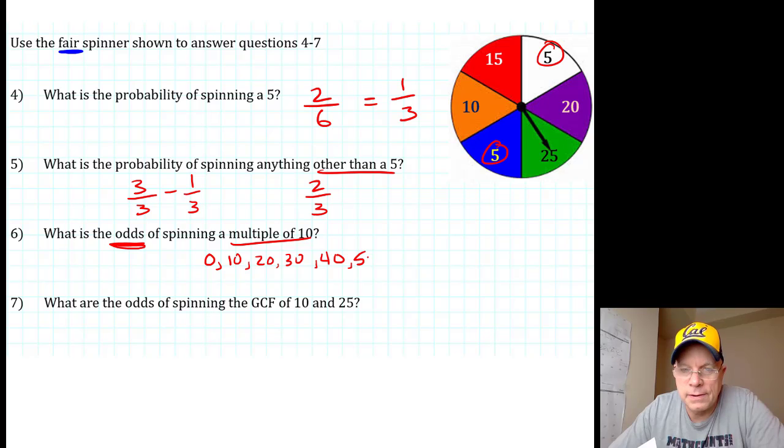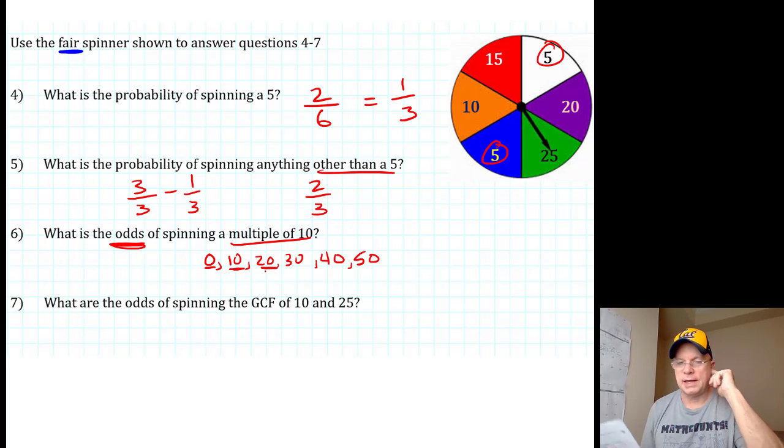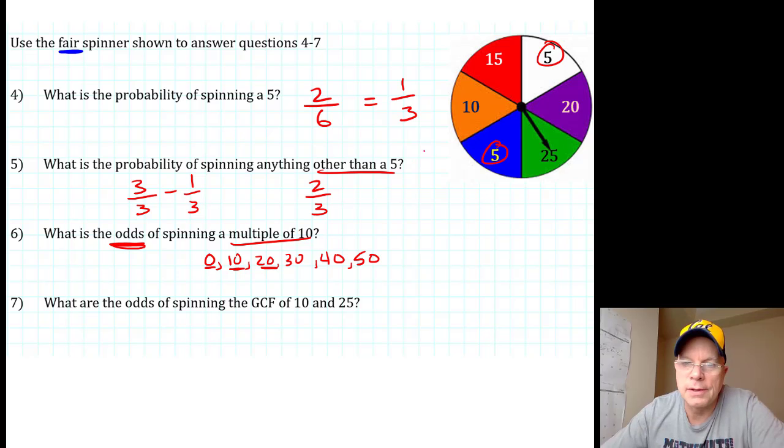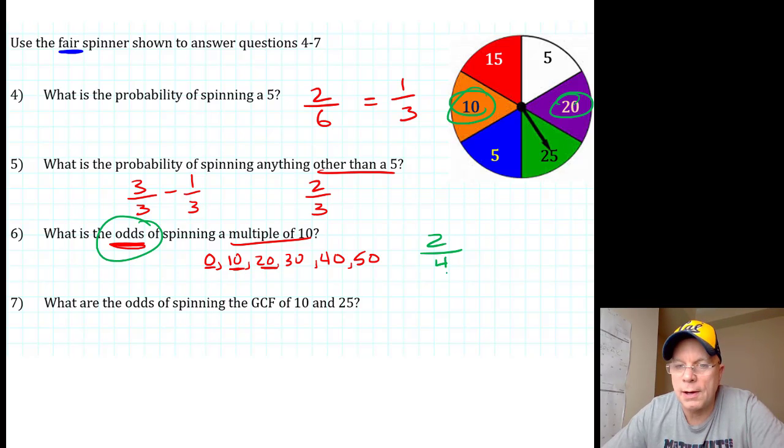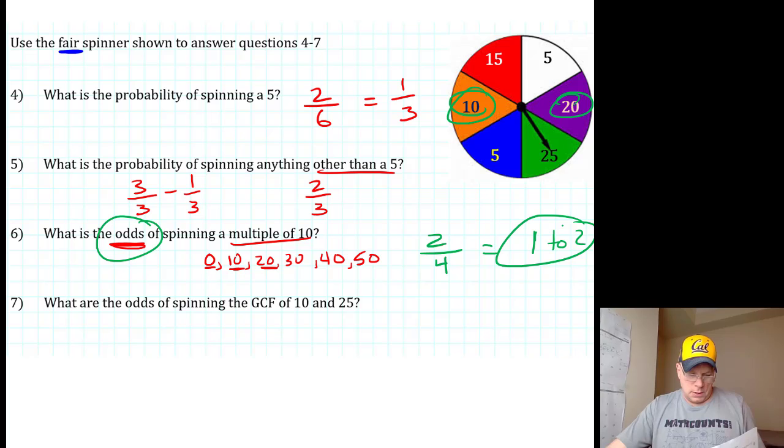Counting by tens. 0 is a multiple of 10. It's 0 tens. 10 is 1 ten. 20 is 2 tens. So when I look at that spinner, there are 2 multiples of 10. The 10 and the 20. So there are 2 favorable outcomes compared to, I almost compared it to 6, but it's odds. Remember, it's odds compared to 4 unfavorable outcomes. And that's why the odds are 1 to 2.